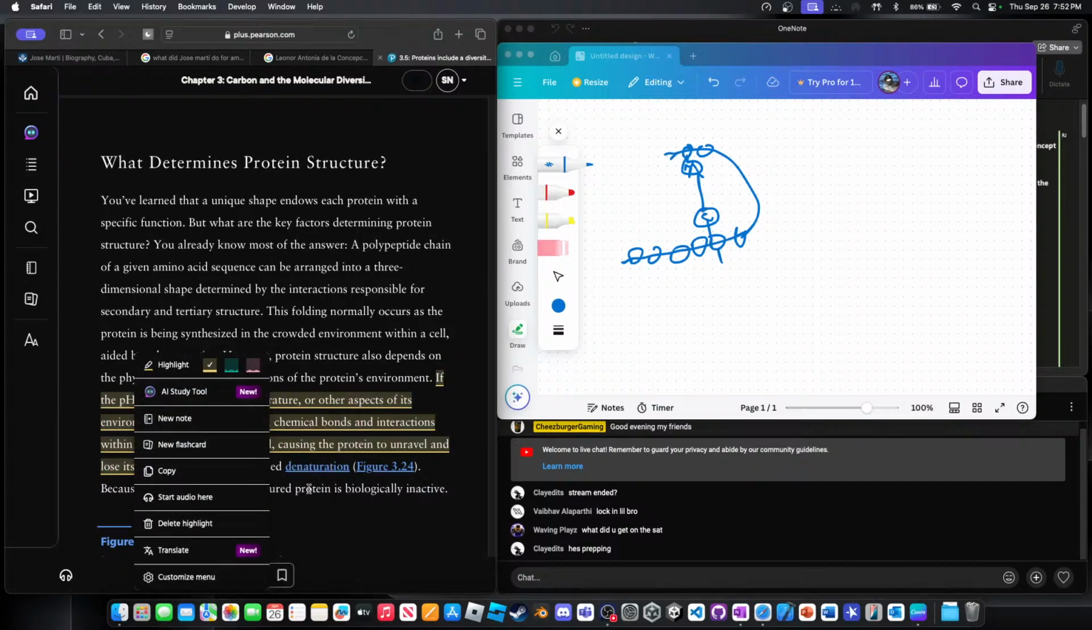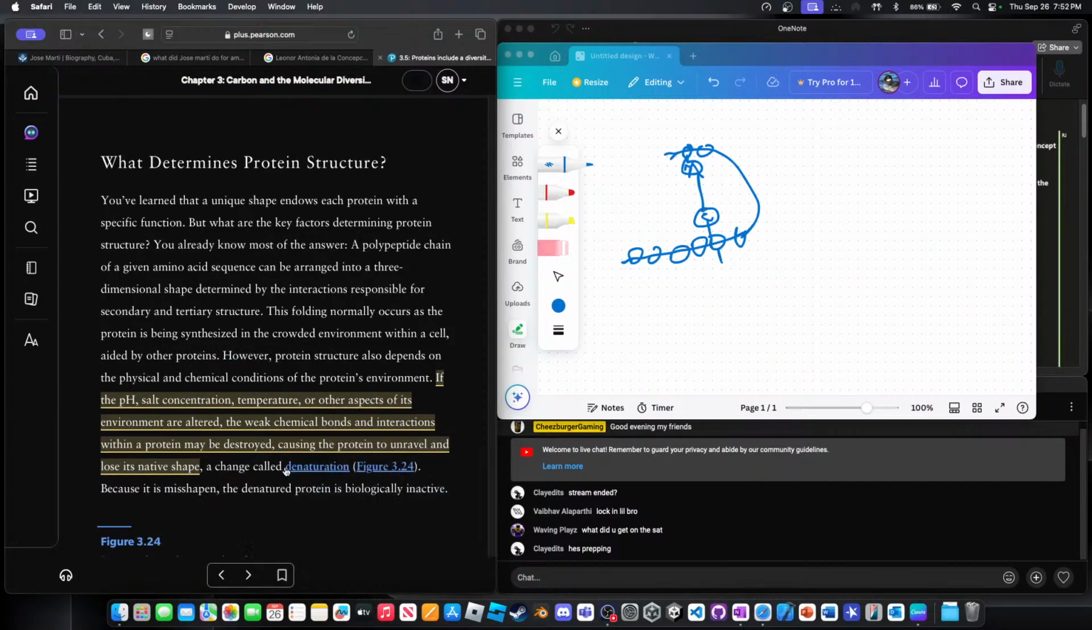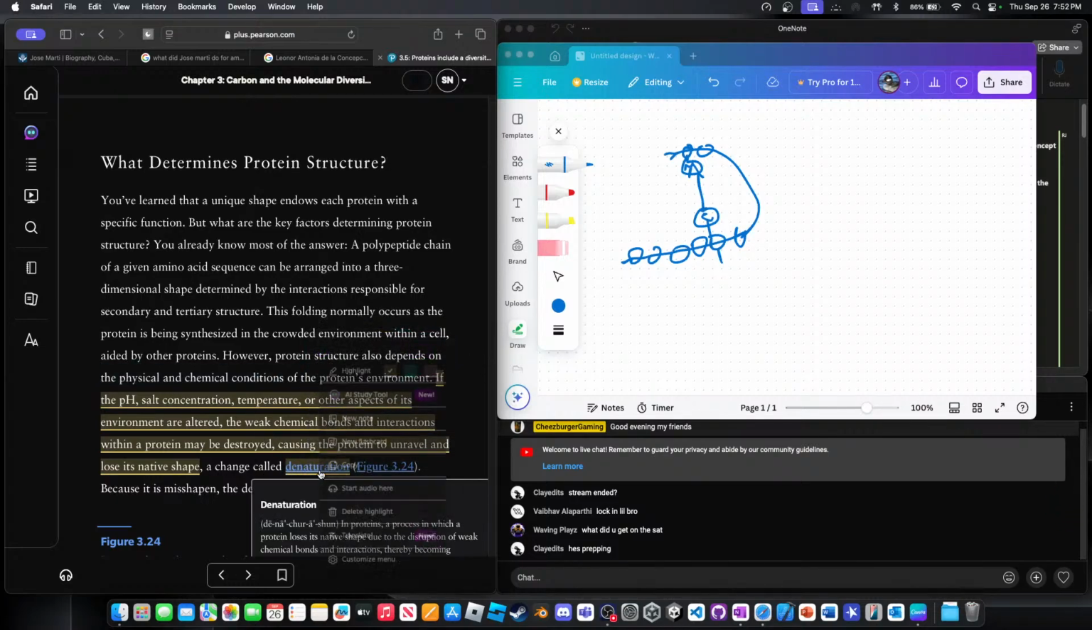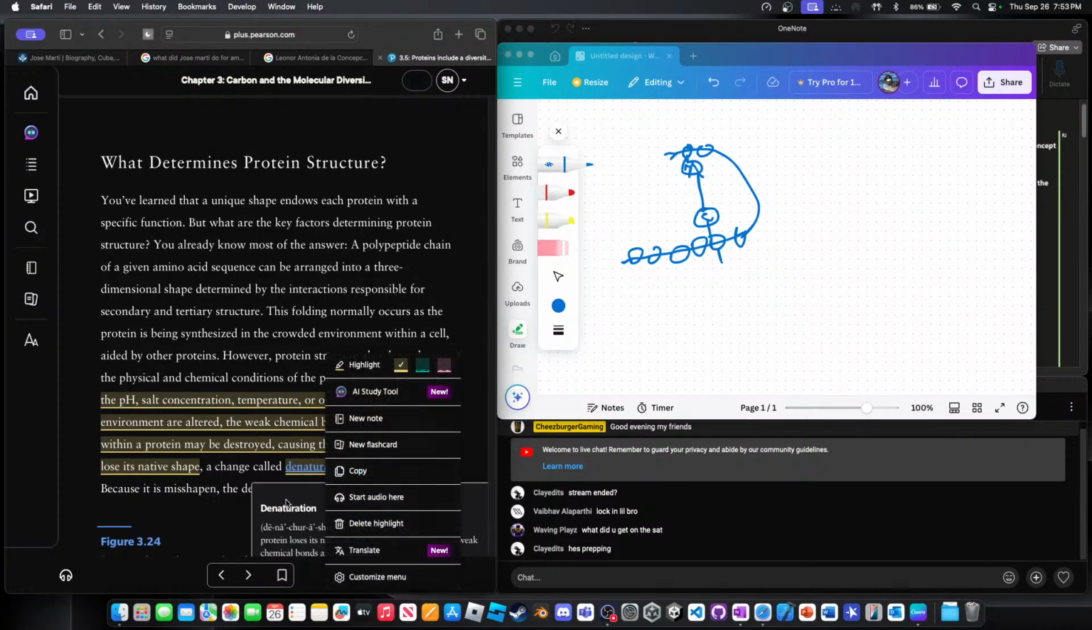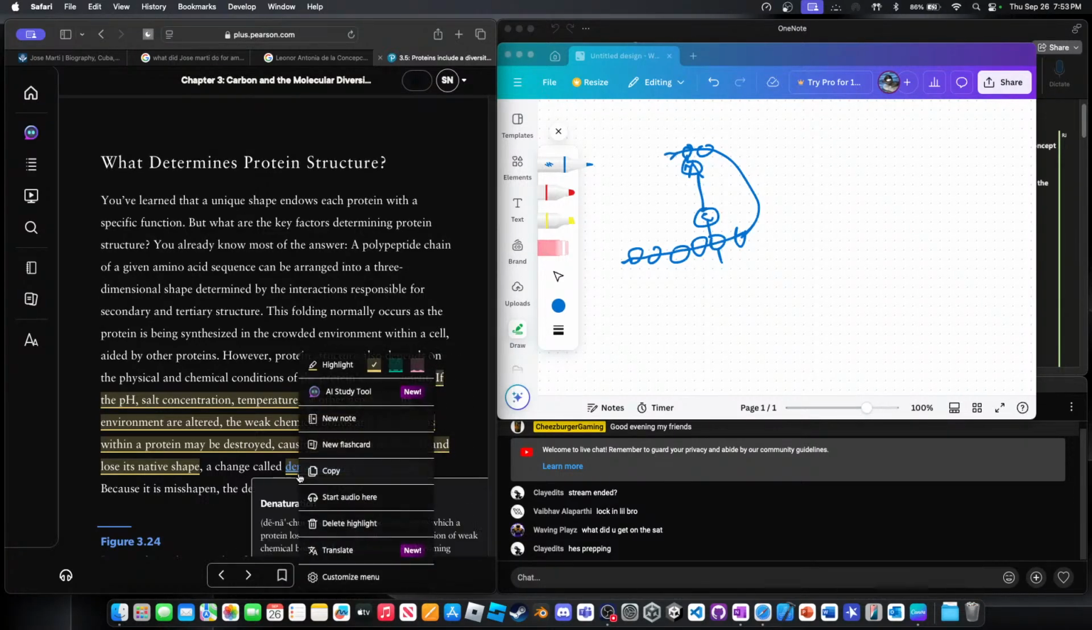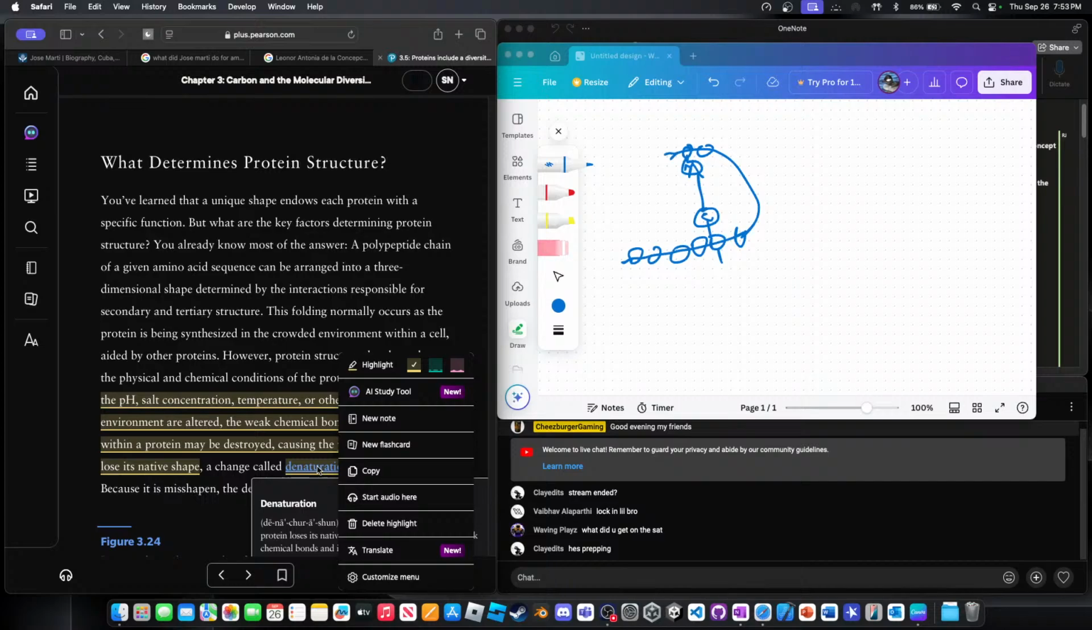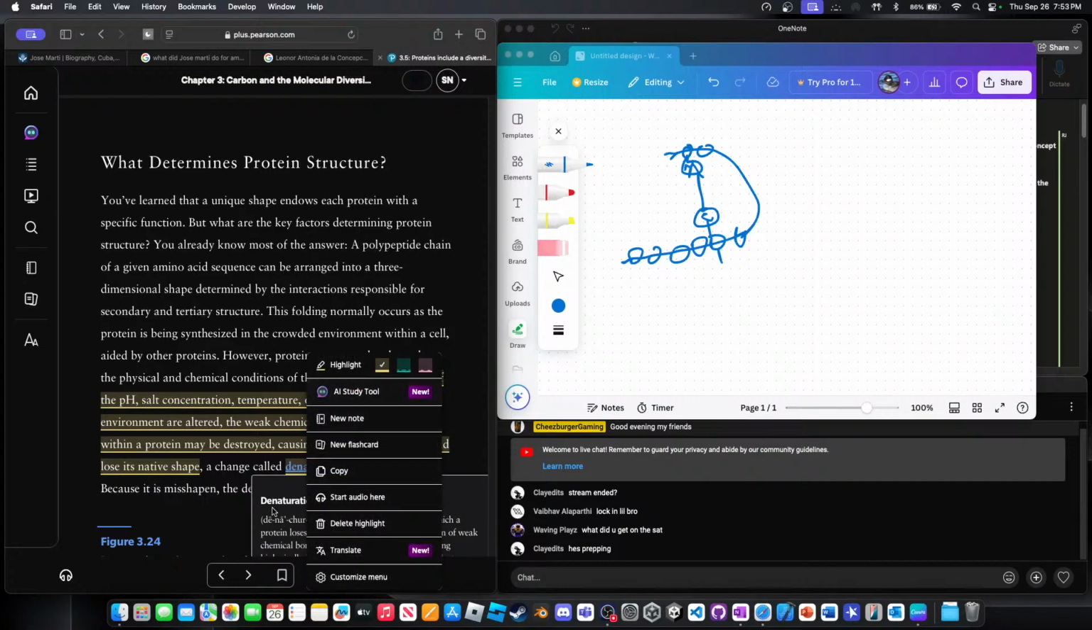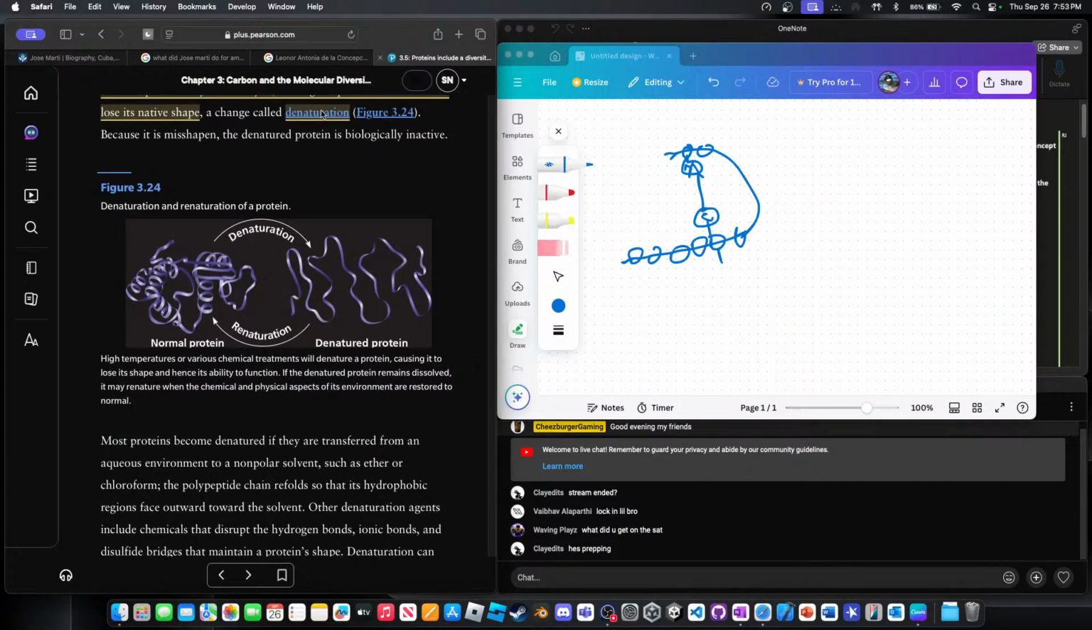Cool, that's nice to know. Denaturation is a very important word if you guys did not know. I already know what it does. That was just destroying the bonds of the folded protein and just straightening it out pretty much. Let me see the definition.